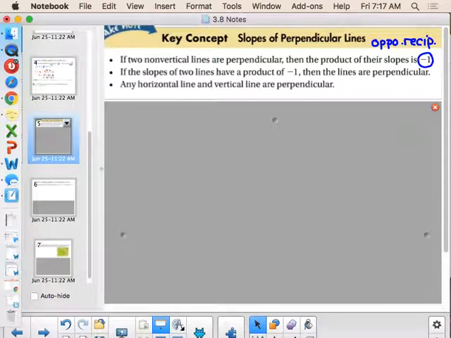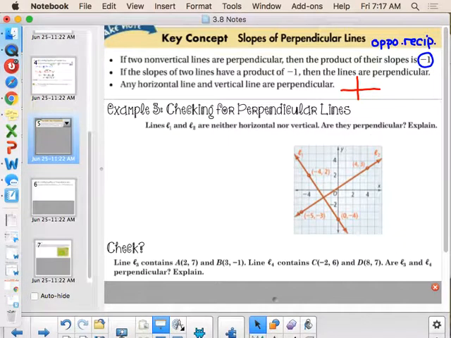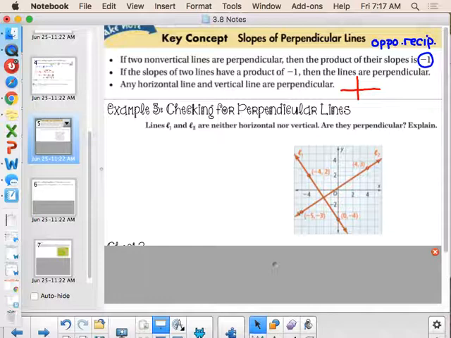Fun fact, any horizontal line and vertical line are perpendicular. So here's a horizontal, here's a vertical. Automatically, these two lines are perpendicular. All right, let's look at our first example here. Are these lines perpendicular? What we need to do is find the slopes.